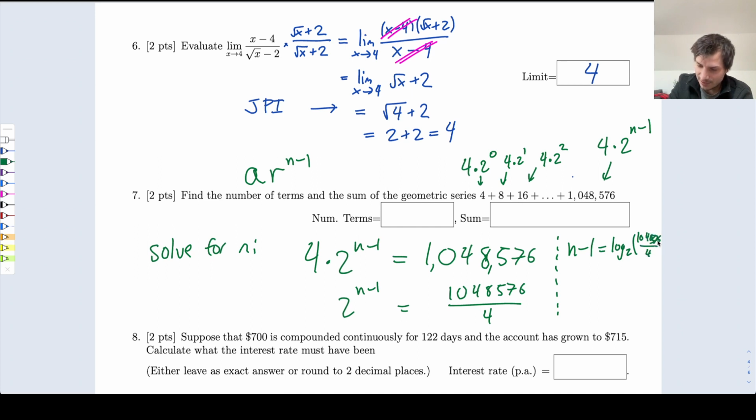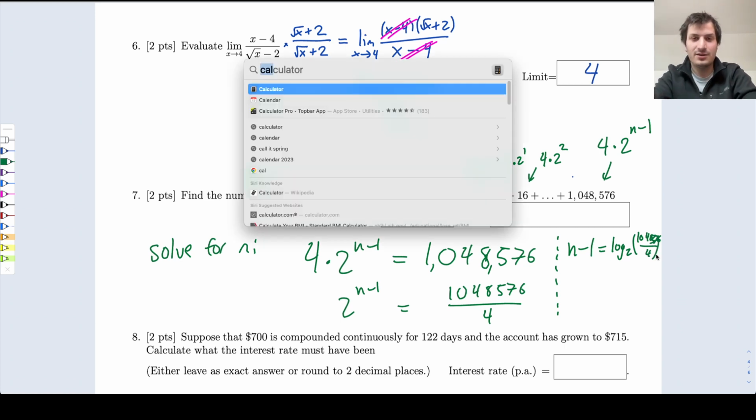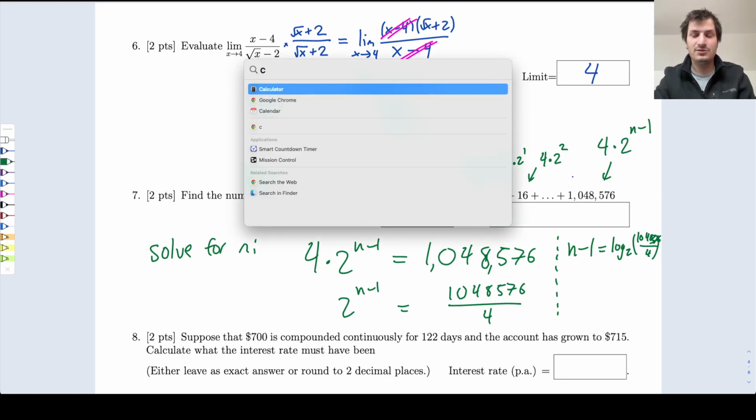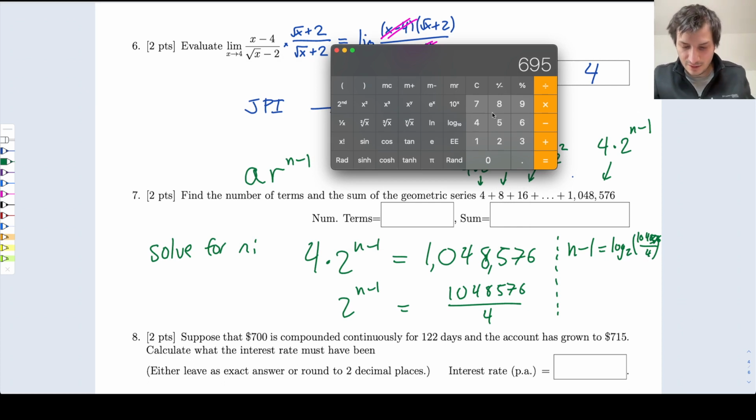1,048,576 divided by 4. That's definitely not one you can do in your head. We're going to go to the calculator. All right. So we got the number 1,048,576. We divide it by 4. That's this thing on the other side. And we want to know what power of 2 would give that. And do I have a log base 2 button? I don't. Okay, so how am I going to do this on my calculator?